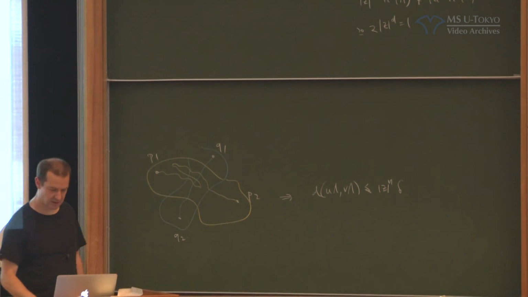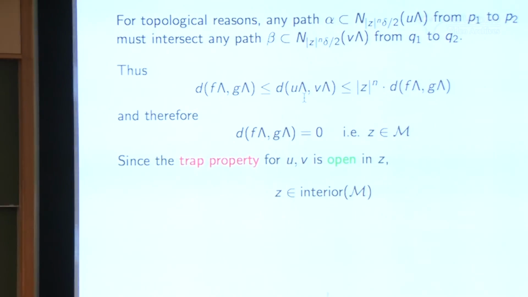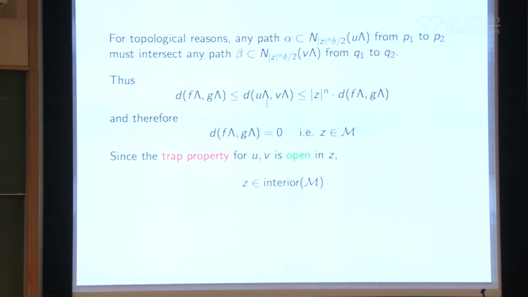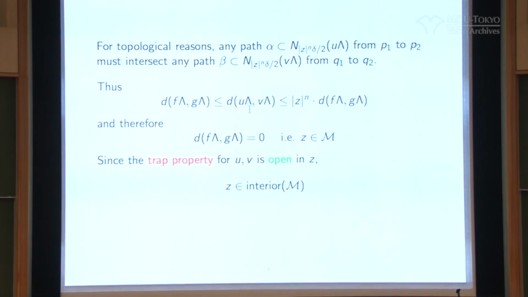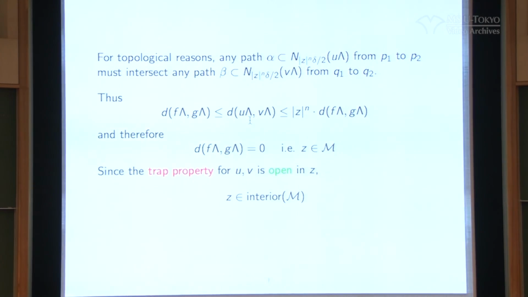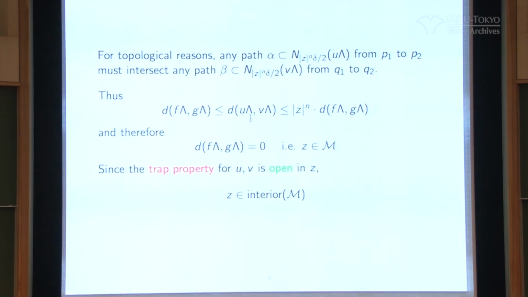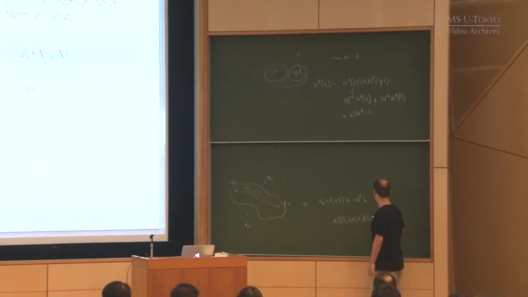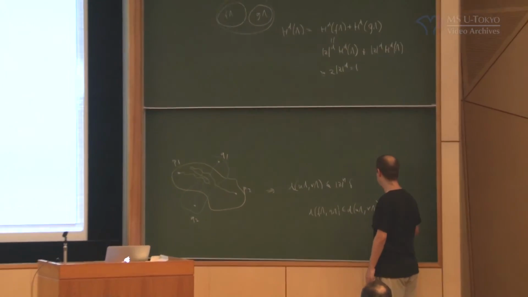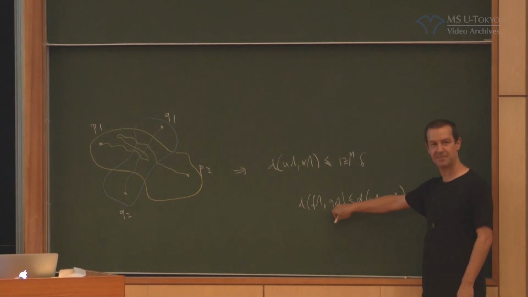But then I can bootstrap this. The distance from f of lambda to g of lambda is at most delta. So it's probably off by a factor of 1, it should be z to the n minus 1 maybe there. So the distance from f of lambda to g of lambda is certainly bounded by the distance from u of lambda to v of lambda, because u of lambda is a subset of f of lambda, and v of lambda is a subset of g of lambda.